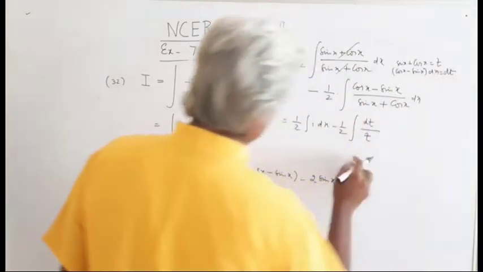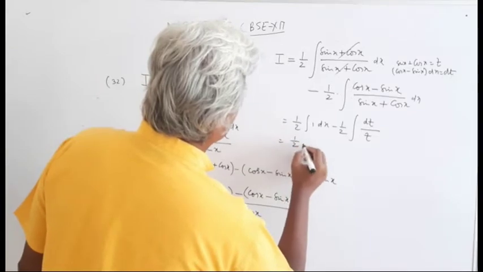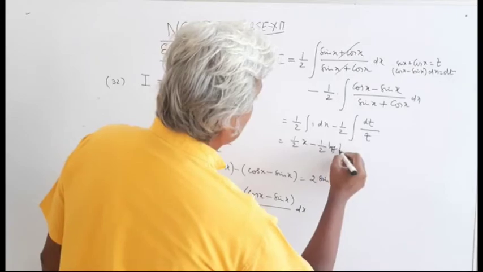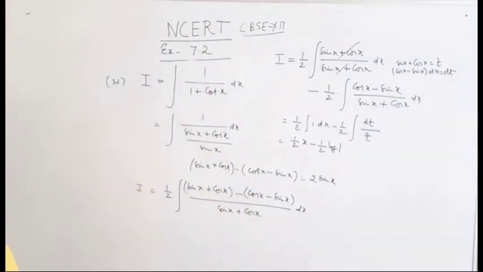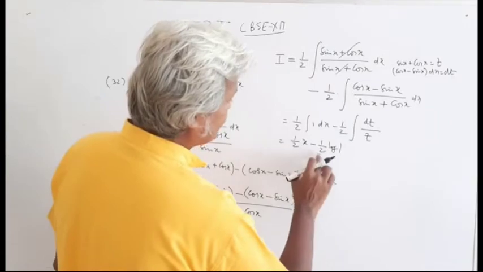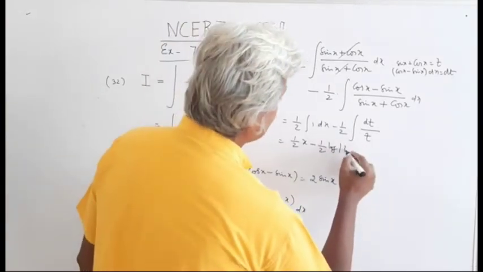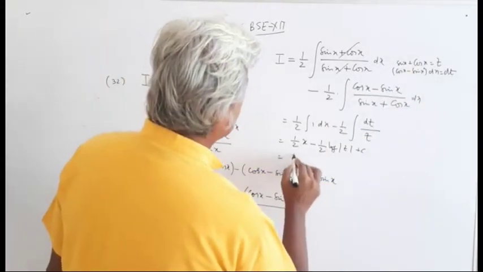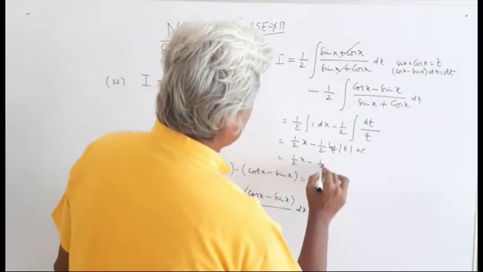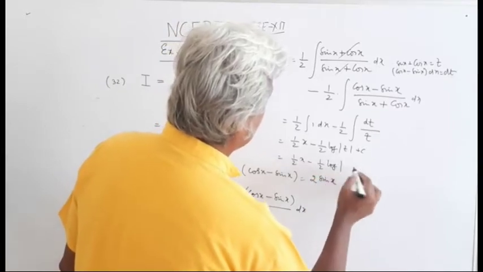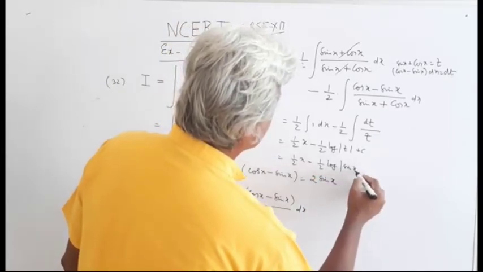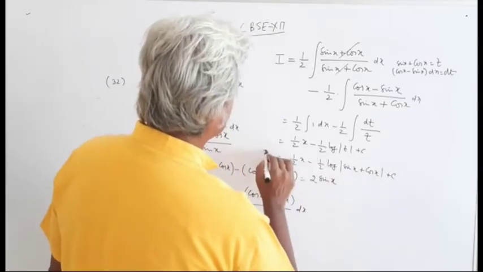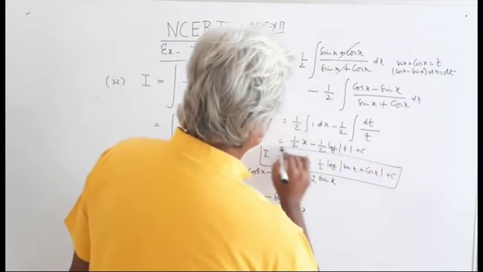So this becomes dt, and on integration you have half x minus half log mod t plus c, and then in place of t you write this whole term. So this is half x minus half log mod sin x plus cos x plus c, and this is I. So this is done like this.